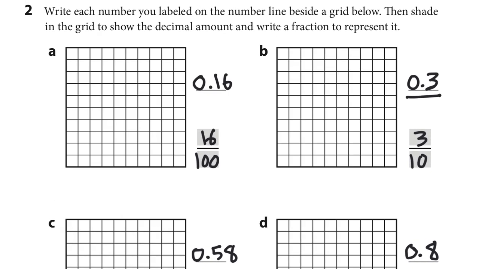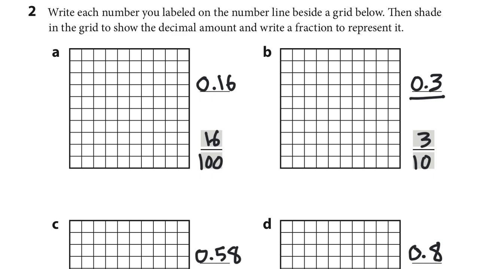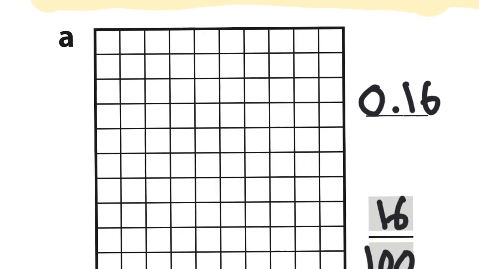Okay? If you take a look at the instructions one more time, it says shade in the grid to show the decimal amount, and then we're going to write a fraction to represent it, which we already wrote, because if you know how to say it, then you know how to do it. So let's do some shading, and I have to make sure my shader is a lot smaller than it is right now. Maybe like that. We're about to find out because I'm going to zoom in.